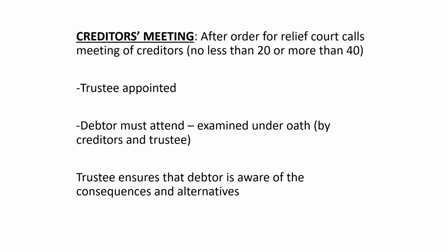If the debtor fails to show or is found to have made false statements, their request for discharge or relief could be denied. They can also be charged with perjury, but we won't go down there. Also at this meeting, the trustee ensures that the debtor is aware, again, of the consequences of bankruptcy and the availability of any other forms or alternatives. So that also happens at this meeting.